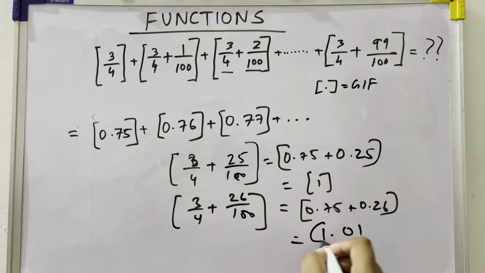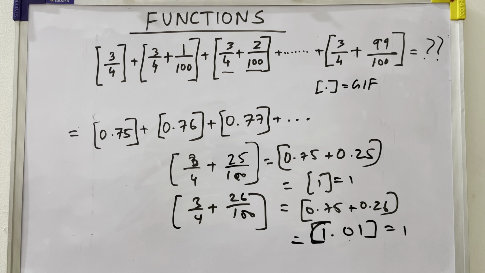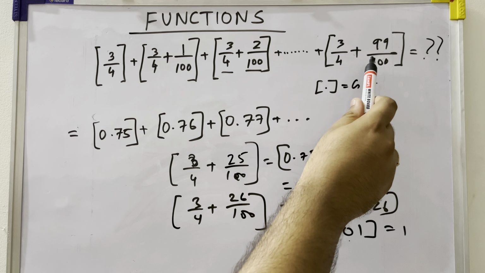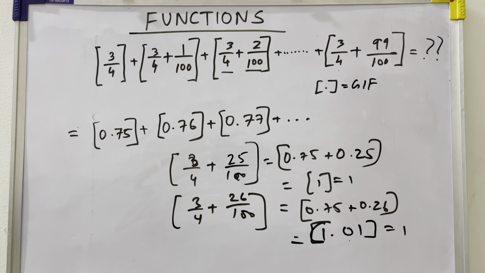1.01. This value will be how much? The box, meaning the greatest integer function of this, will be how much? 1. The value of this will be 1, correct? And the final term you are seeing is how much? 0.99, right? This is 0.99, this is 0.75.